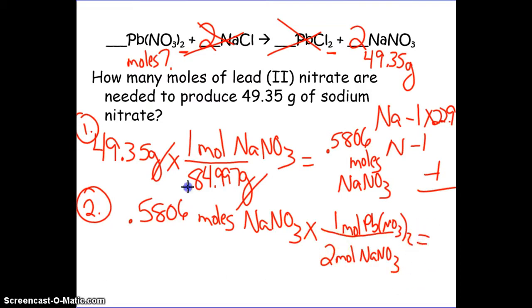All right, so to solve this, we got 0.5806 divided by 2. All right, so that gives us 0.2903 moles of lead nitrate. Okay, and if you go back to the question, it asks us for moles of lead nitrate, so we're done with that problem.